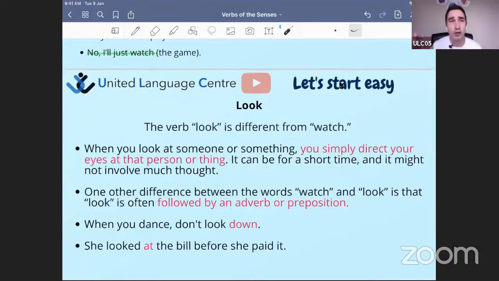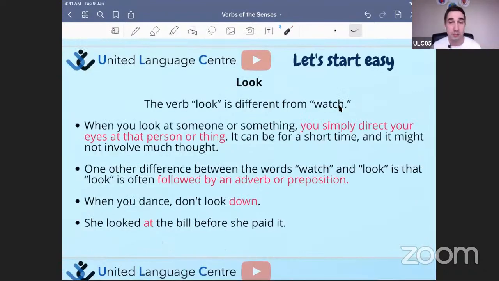Look plus something. We don't say watch down, or see down. We say look down, look out. We can say watch out, but it has a different meaning. Watch out means be careful. Watch out, you're gonna hit your head, something like that. So that's look.